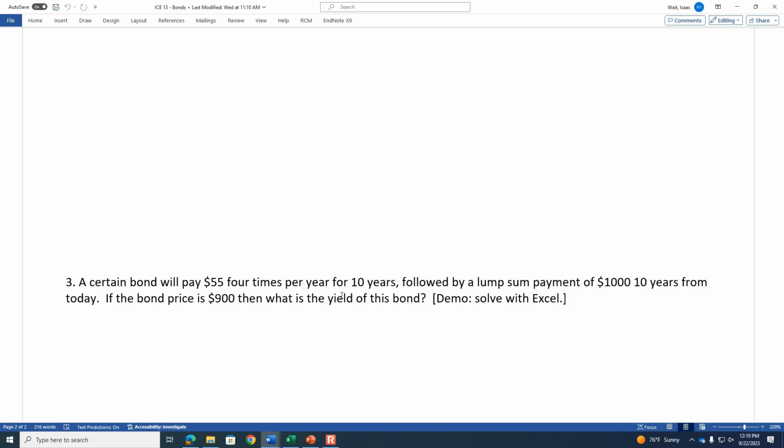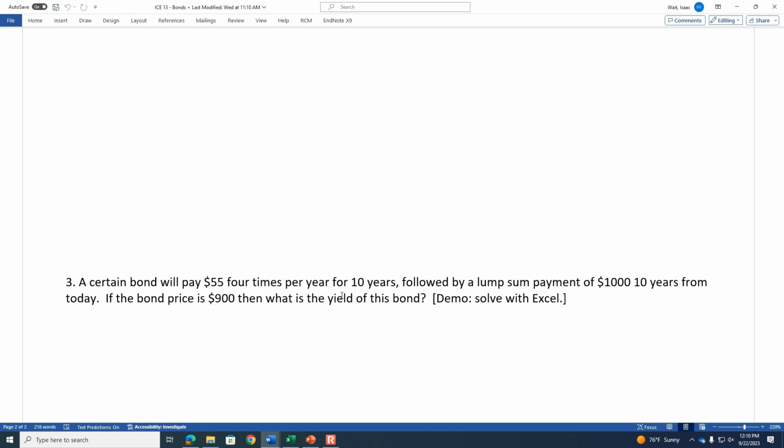So first of all, it says that the bond pays $55 4 times per year for 10 years. So what does that tell us about N? 4 times a year. 4 times 10, so N should be 40. There's 40 compounding periods that occur.